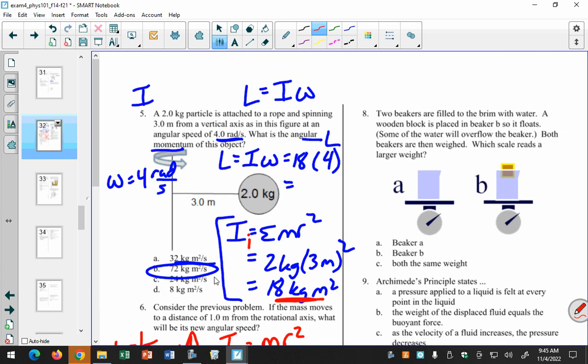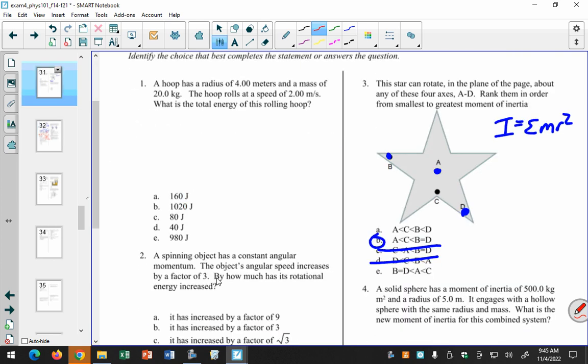All right, let's look at some others here. You're going to have some energy stuff. Let's look at number 1. Remember, we worked one like this last time in class where you find the total energy. If it says total energy, that should be a key in your head to think, oh, this is asking for the rotational energy and the translational energy. If you see total, that's what you're thinking.